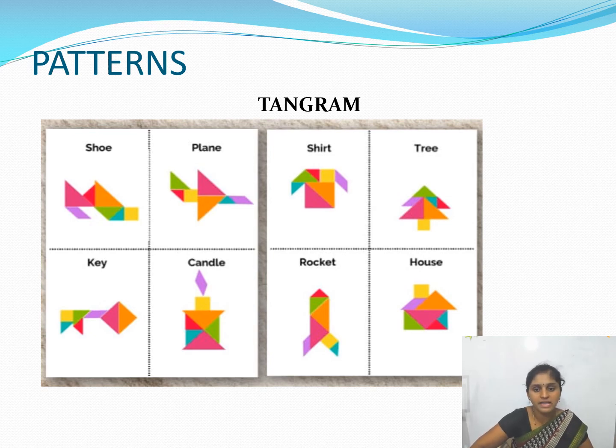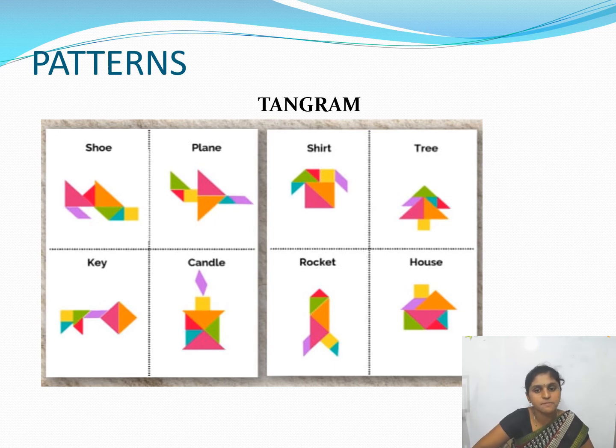Here are some examples. Here it is shoe, here it is plane, shirt, this is tree, key, candle, rocket and house. See here, these are the shapes created with shapes. These all are made using pieces of shapes. They have created a tangram. See, count how many shapes are there in shoe. 1, 2, 3, 4, 5, 6, 7. Using 7 pieces of shape, they have created a picture of shoe.